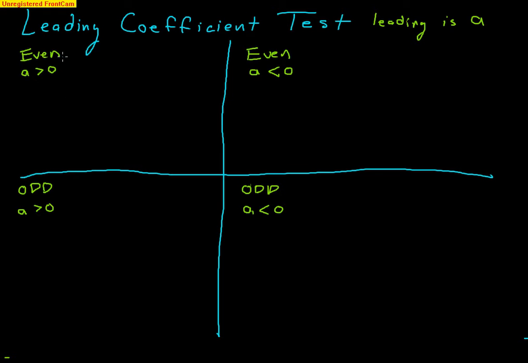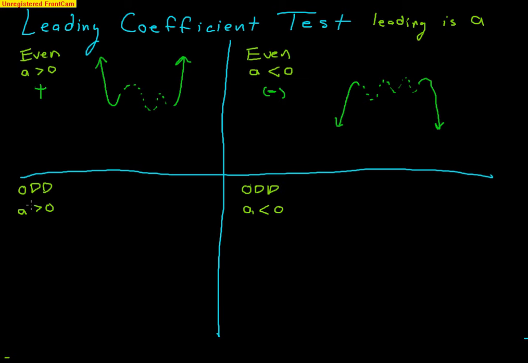Now, if you are an even degree, and you have a leading coefficient that's positive, a greater than 0, then both ends will be going up. What happens in the middle? Not quite sure, but both ends are going up. The even degree tells you they're both doing the same thing, and the positive leading coefficient tells you they're both going up. If your leading coefficient is negative, and you're an even degree, then both ends are going down. Once again, we're not quite sure what happens in between. Maybe there's a whole bunch of turns, but both ends are going down.